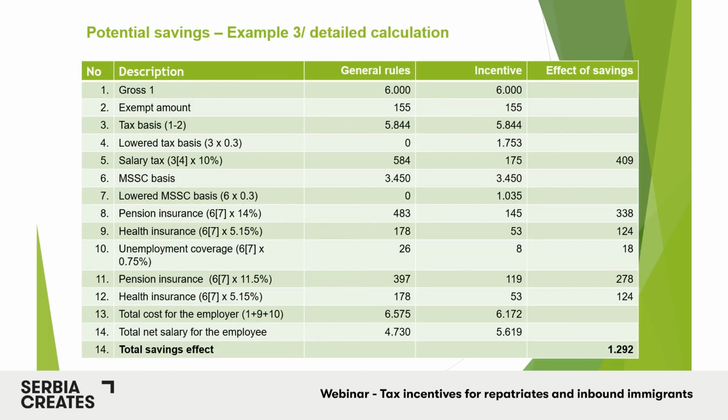And here on this slide, because you will be getting the presentation, what you have is a detailed overview of the mechanics of the calculation of the incentive on an example of a gross salary of 6,000 euros. But you can just replace this number with any which you might. Social security contributions include pension insurance, state pension, mandatory insurance, as well as health insurance.